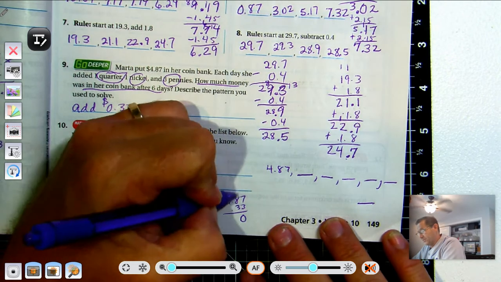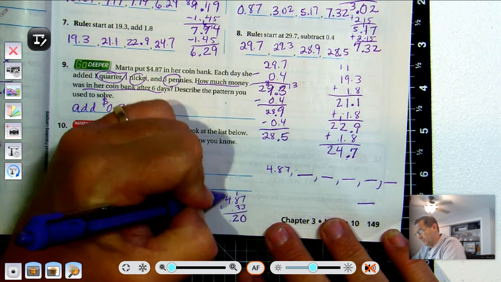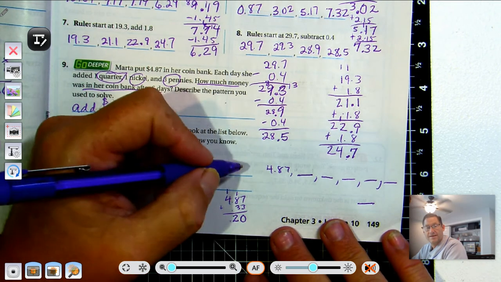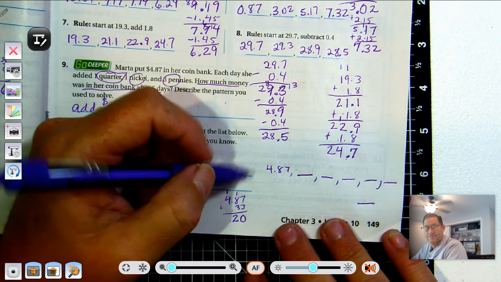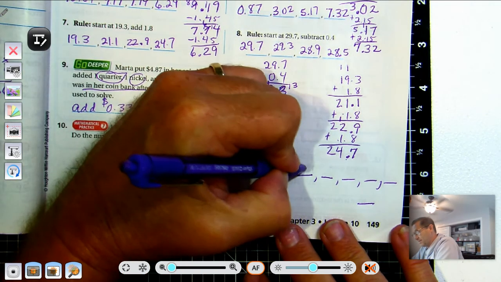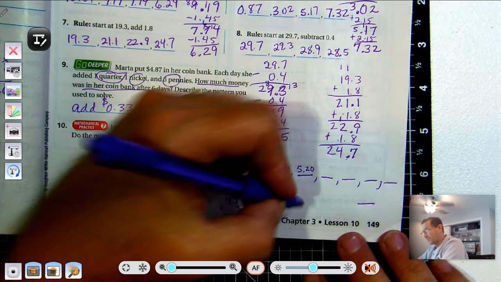7 and 3 hundredths is 10 hundredths. Regroup that as 1 tenth and 0 hundredths. 8 and 3 tenths is 11 tenths, plus the regroup tenth is 12 tenths. Regroup that as 1 one and 2 tenths, and add the 4 plus the regrouped 1, 5.20. So after the first day, she has $5.20.